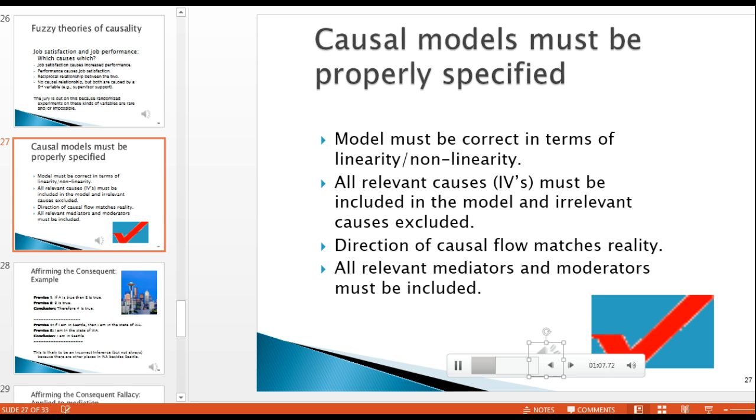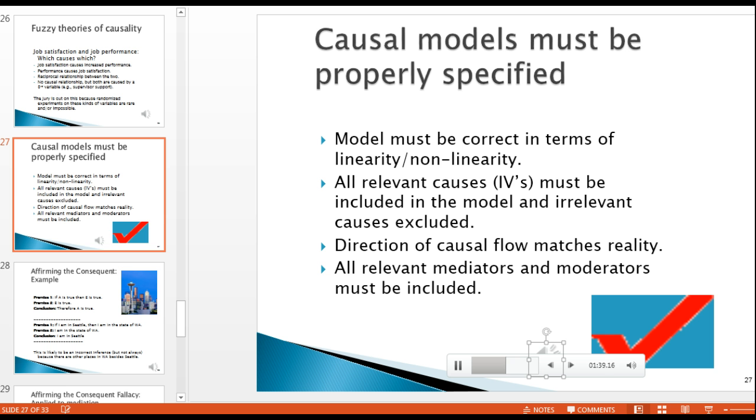The second one is that all relevant causes or IVs have to be included in my model and irrelevant ones discarded. So every variable in there has to be a relevant cause of my outcome. The direction of causal flow that I specify has to match reality. If I say that an IV causes a DV, but in reality it's reversed, or there's a third variable causing both the IV and the DV, then that means that my model is misspecified.